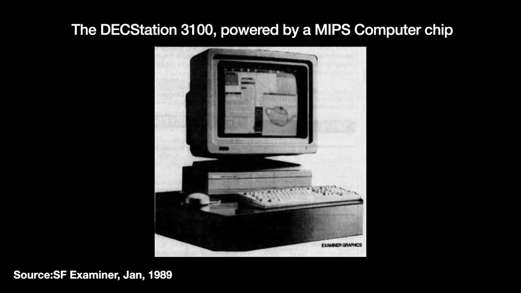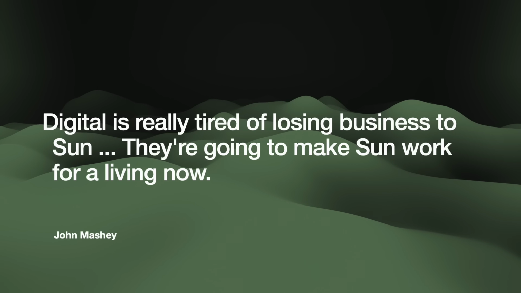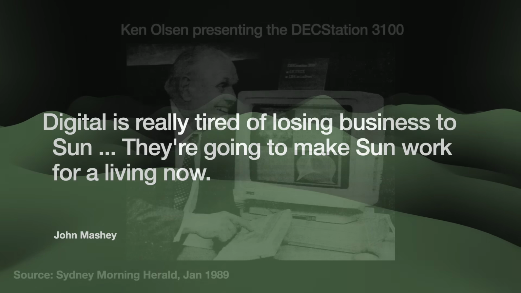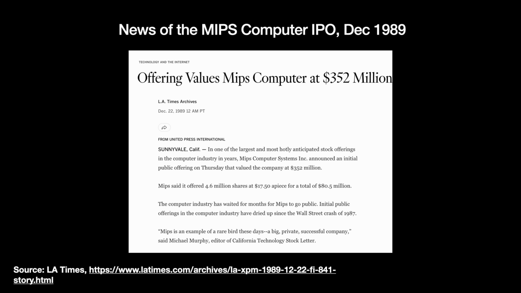Massey told the press at the time, "Digital is really tired of losing business to Sun. They're going to make Sun work for a living now." DECstation made about $1 billion in 1989, but ultimately adoption lagged, mostly due to the software ecosystem. Applications makers did not port their packages to the Ultrix Unix OS. MIPS sales rose to $100 million in 1989, and the company IPO'd in December that year at a valuation of $350 million. But then the company faltered.